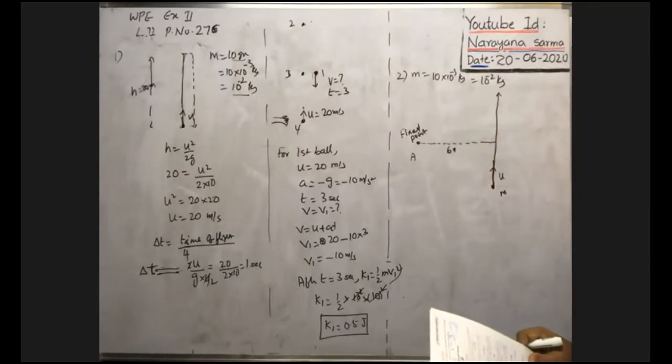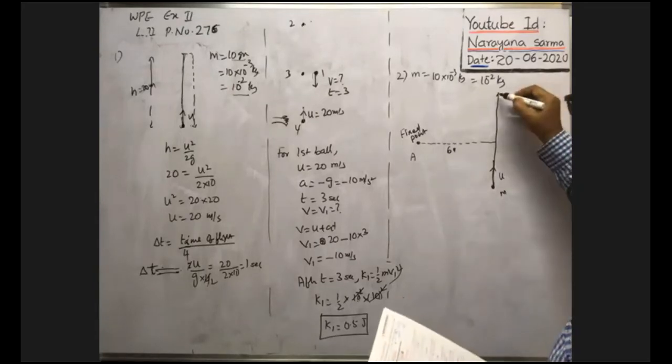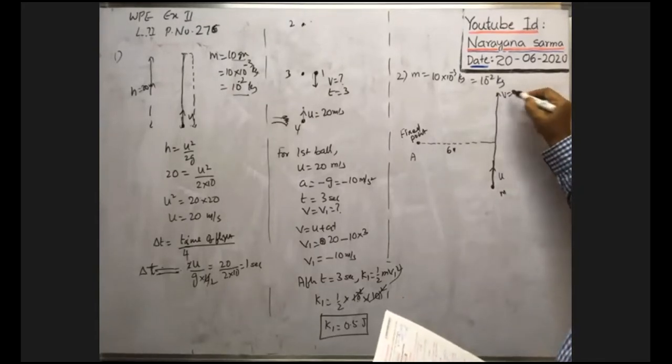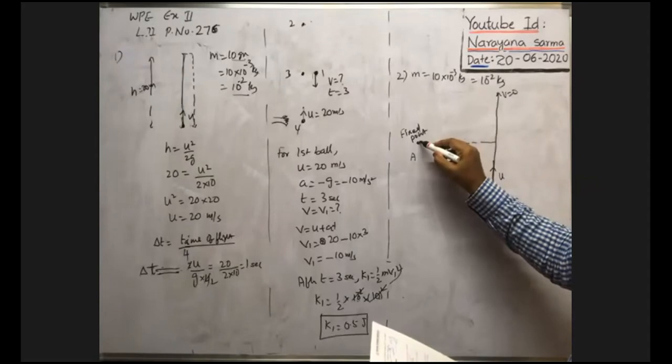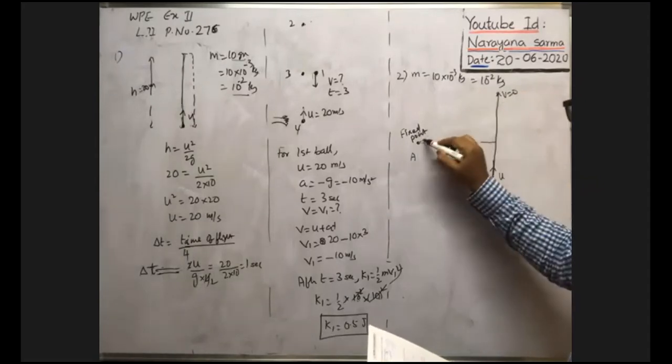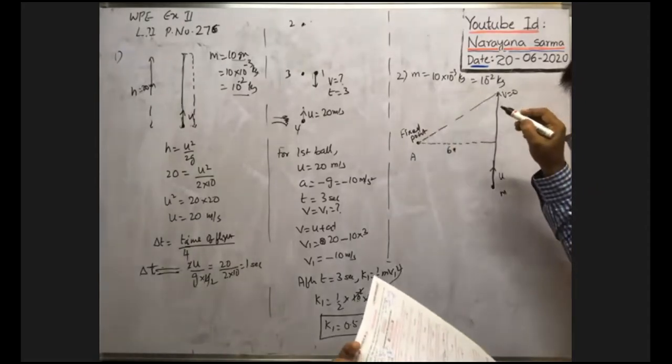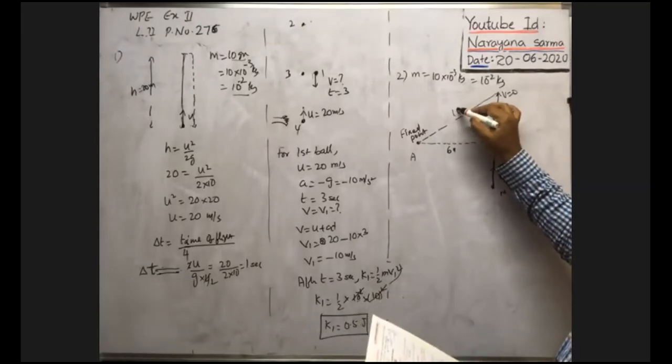Minimum and maximum distance from the fixed point A is 6 meter and 6 root 5 meter. When the stone is at the maximum height, that means the final velocity is 0. When the stone is at the maximum height, the distance of that body from the fixed point is equal to 10 meter, given.